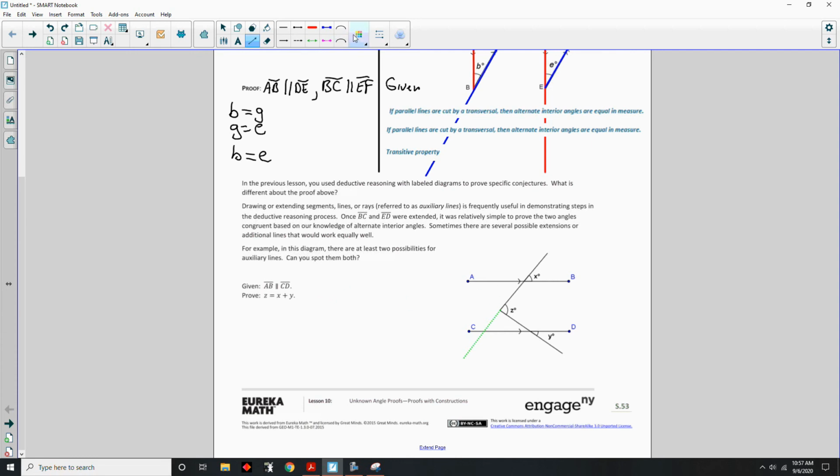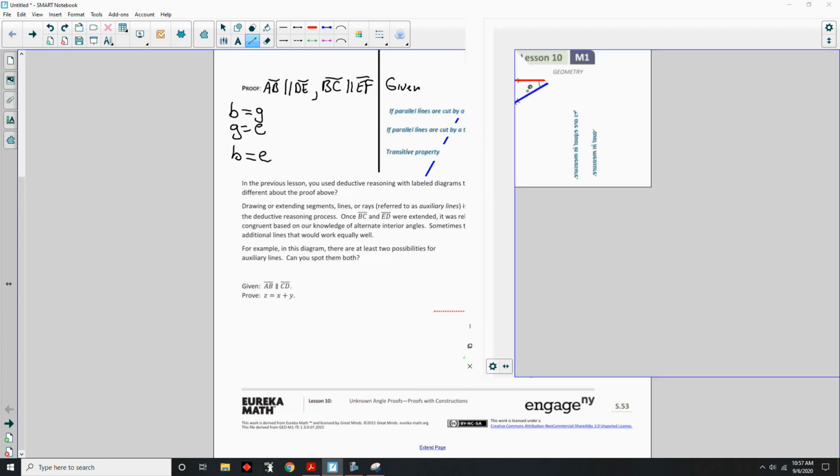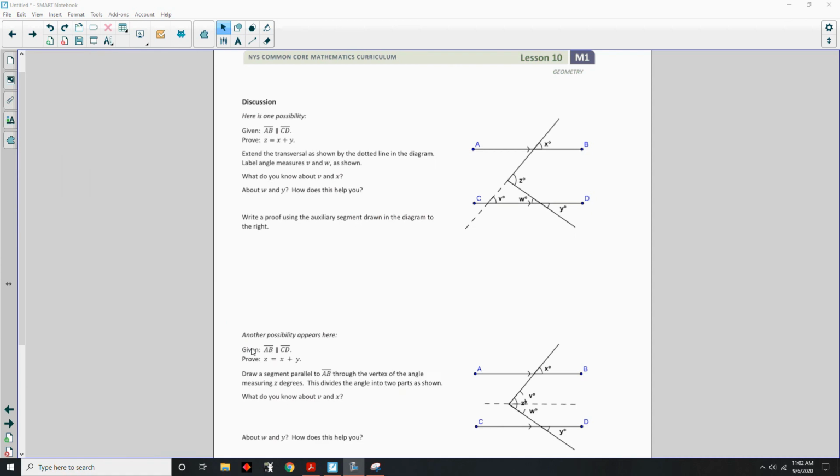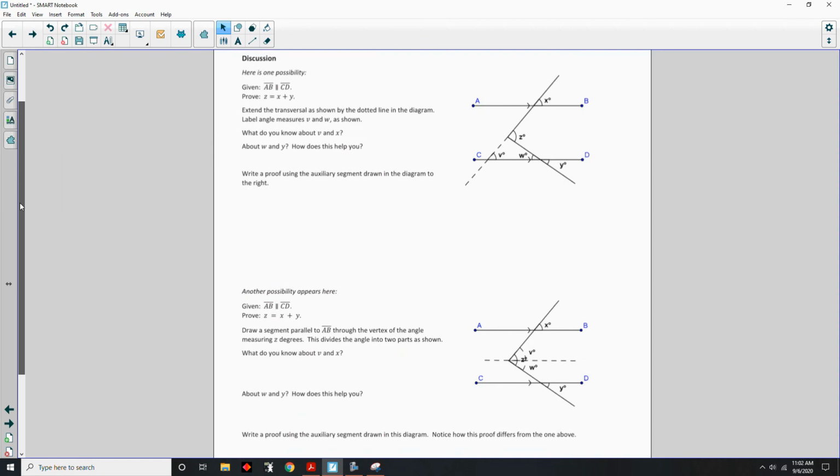The other way, let's change colors, would be to have another transversal, or another, not transversal, auxiliary line that is parallel to both AB and CD. And we will do this on the next page. Okay, page 2 brings us to the discussion about these 2 different auxiliary lines.